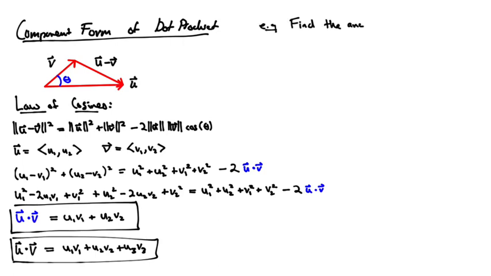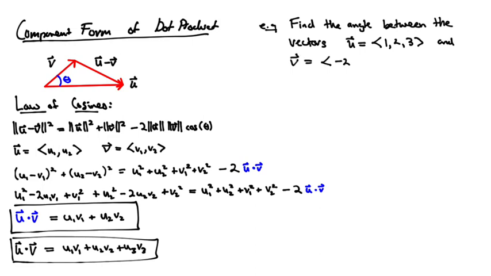Let's look at an example. We're going to take the vector u to be 1, 2, 3, and I'm going to take the vector v to be minus 2, 0, 1, and we're going to find the angle between these two vectors. So I'm just drawing a rough picture. I'm actually taking some liberty here to assume that the angle between them is acute, but it could be actually quite large. I'm just drawing a picture for reference. Theta is the angle between them. We want to find that angle.